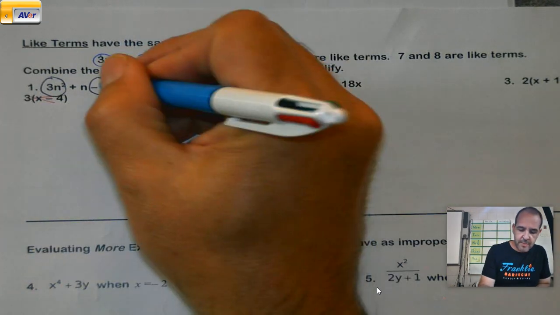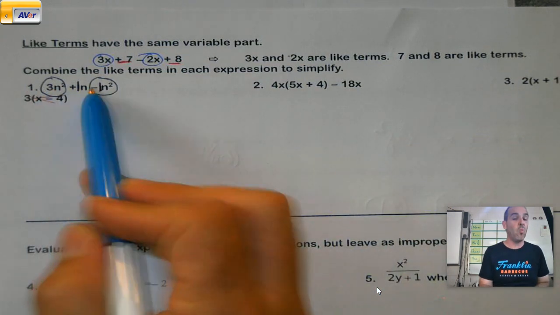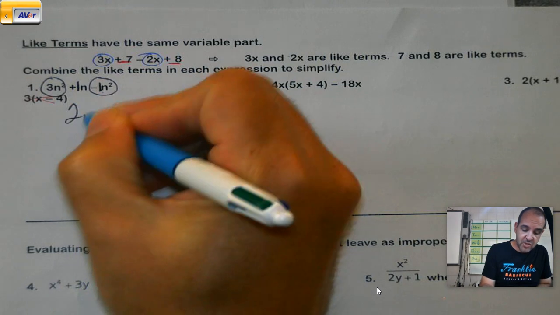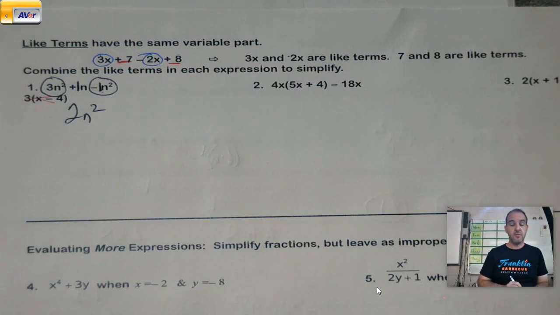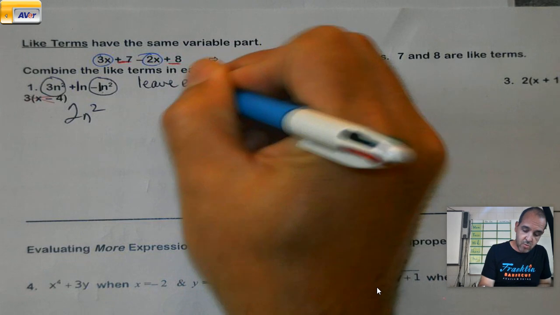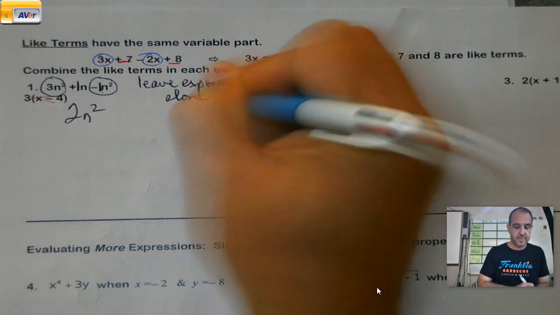So sometimes I like to put the 1s in there because now I can look and say, hey, 3 minus 1, because there is still a number there, is 2. N squared, notice, we don't touch the exponents. Okay? Leave the exponent alone when we're combining like terms like this.